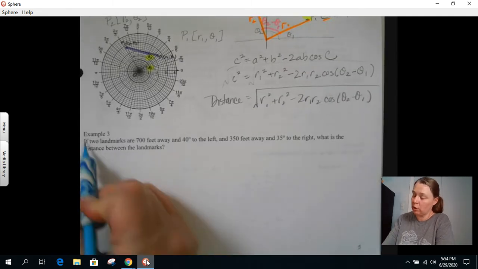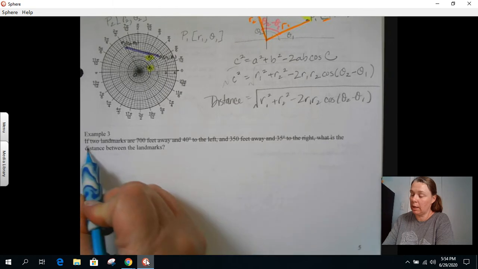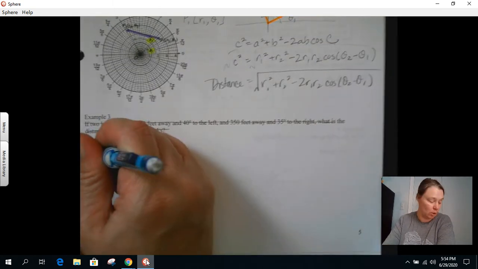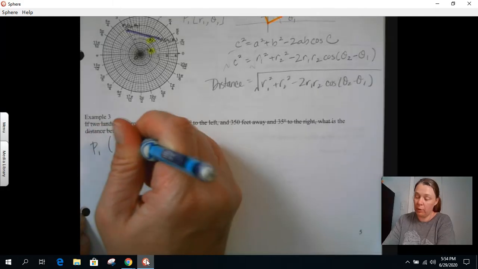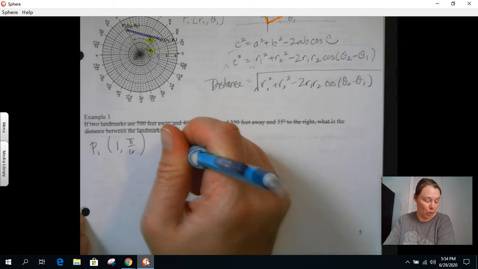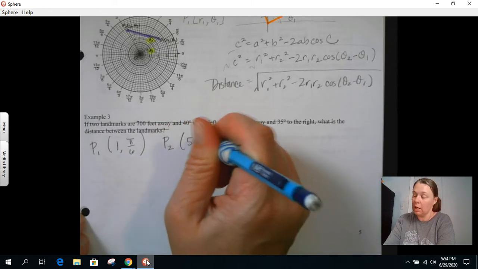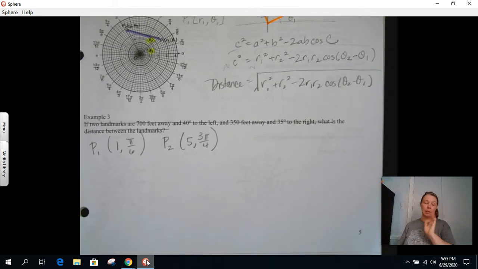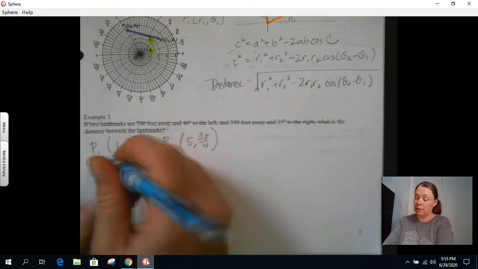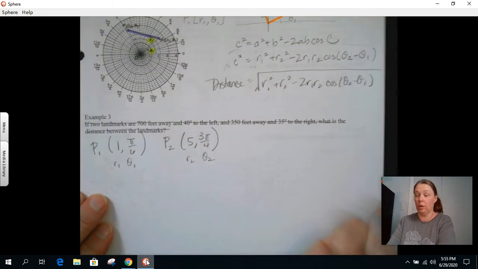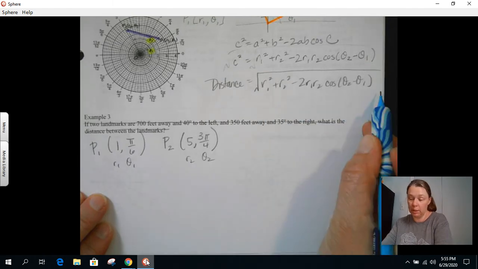Example 3, I'm actually going to get rid of this and change it, because the homework is a little different. I'm going to give you one similar to the homework. In the book, they use parentheses. I know I used brackets for my polar coordinates. I think it's easier to keep them apart, but this is what it would look like in the book. It would say, find the distance between these points. Okay, so then I could say this is R1, this is theta 1, this is R2, this is theta 2. And I would just substitute into that formula.